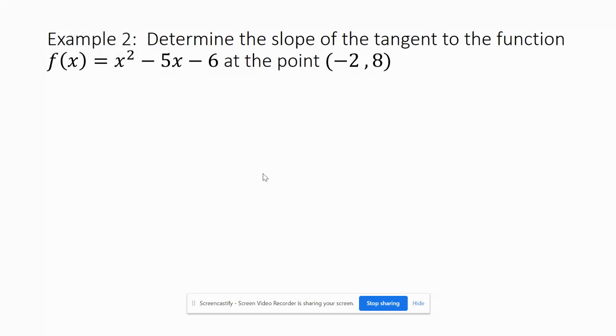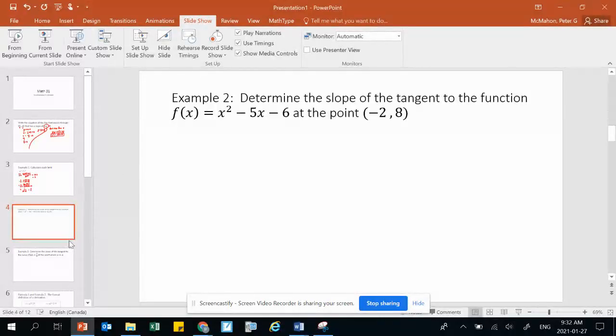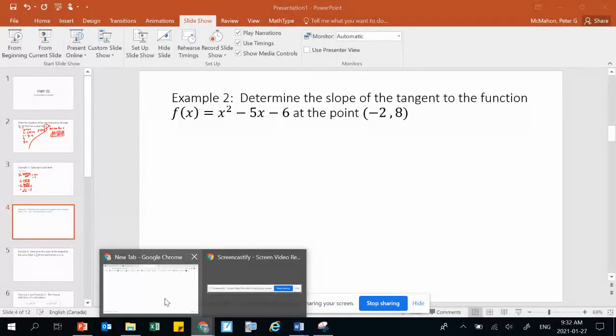Working through this question right here, example 2 says determine the slope of the tangent to the function f of x equals x squared minus 5x minus 6 at the point negative 2 comma 8. Okay, so here's how we do this question. I'm going to demo this in Desmos for you guys.